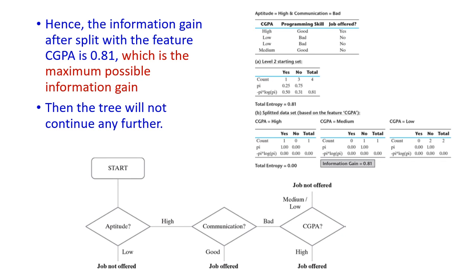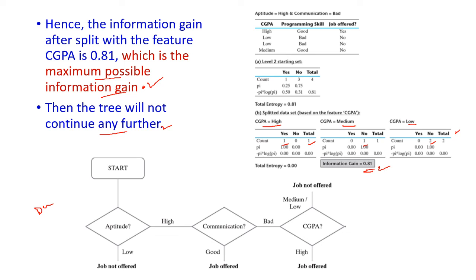Here, the information gain for CGPA is 0.81, which is the maximum possible information gain. That means if CGPA is high, yes, the job will be offered. If CGPA is medium or low, then no job will be offered, isn't it? So there is no need to continue further. The tree growth will be stopped here. So this is the final decision tree.